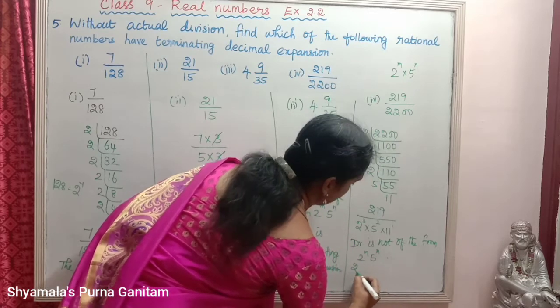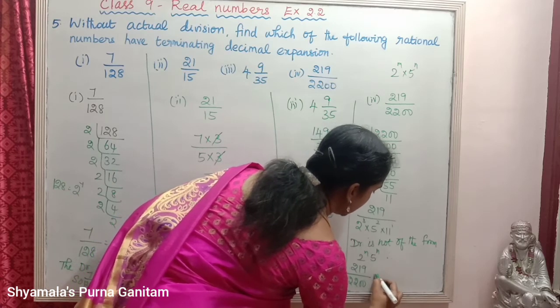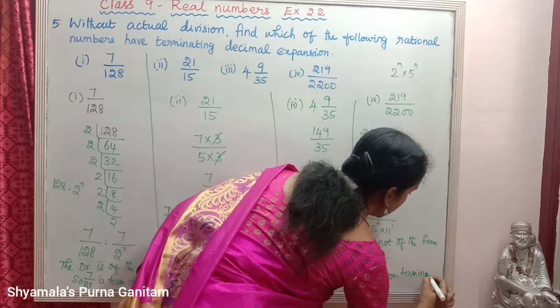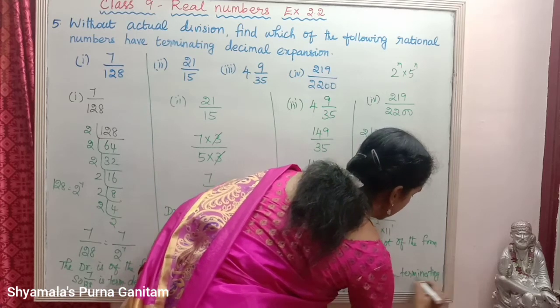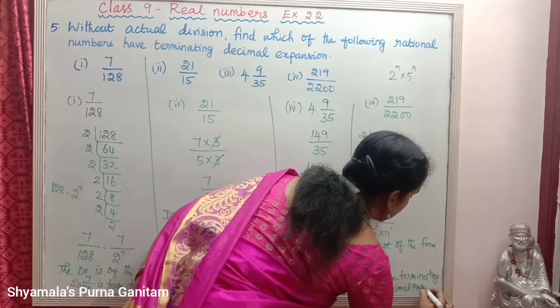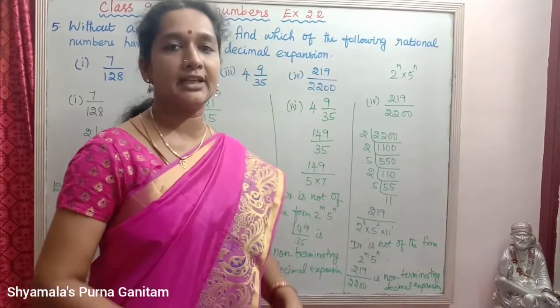Therefore 219 by 2200 is a non-terminating decimal expansion. So this is how it has to be done.